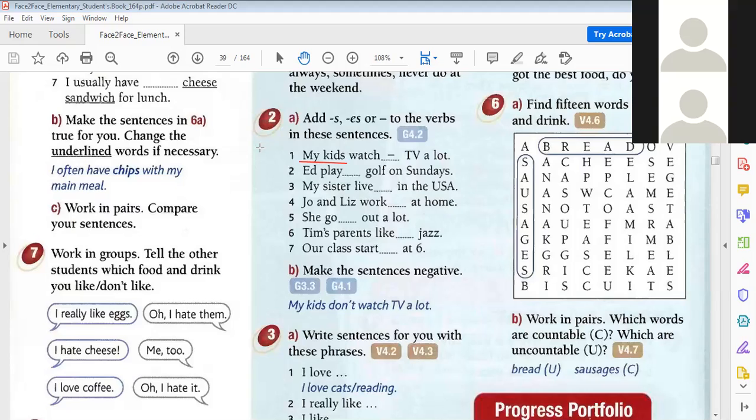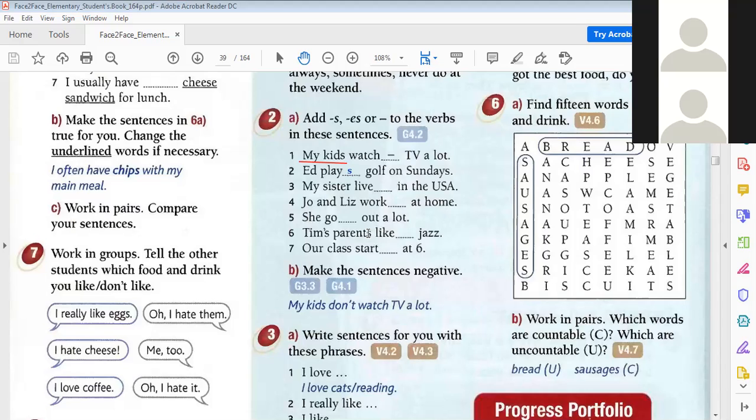Okay. Basma, can you do number 2, please? It plays golf on Sundays. We add S. Okay. It. Nice. So Ed plays golf on Sunday. Let's write it here.